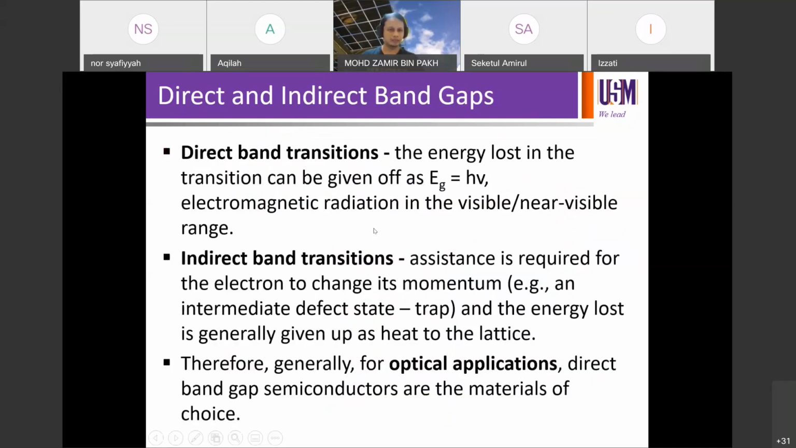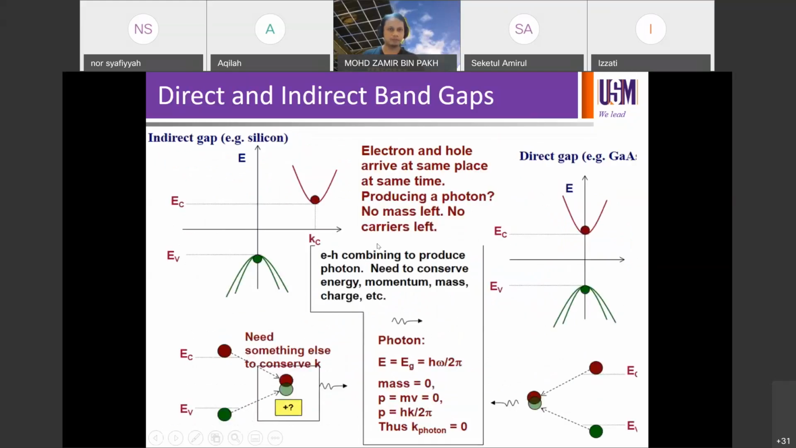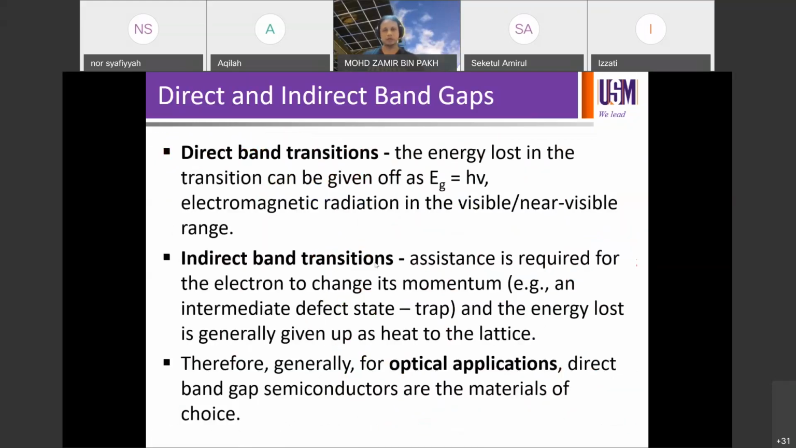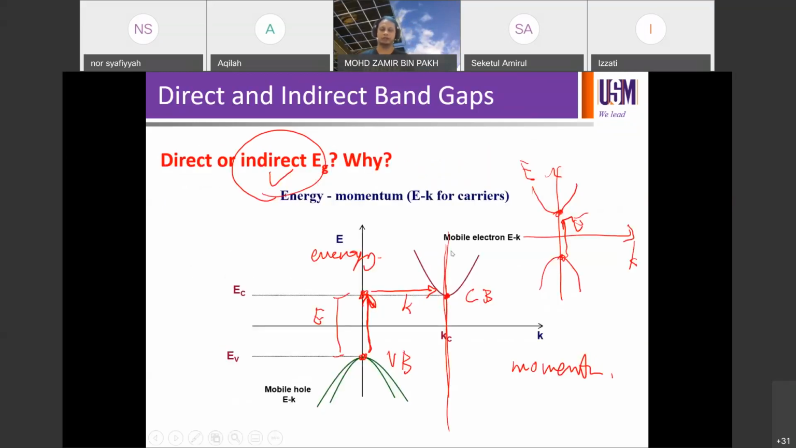So let me go a little bit more before I stop. So let's go to the definition. We discussed a little bit just now, and you've shown your understanding already. So direct band gap transition means energy loss in the transition can be given off as E equals hν. If you're talking about direct band gap and indirect band gap, you're talking about two different directions. The first one is excitation of electrons from valence band to conduction band. So we're talking about going up.